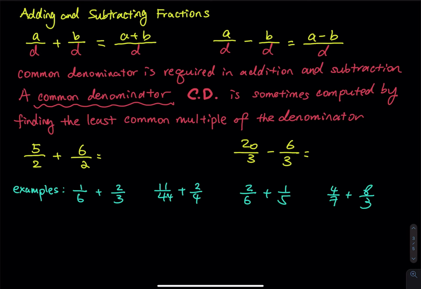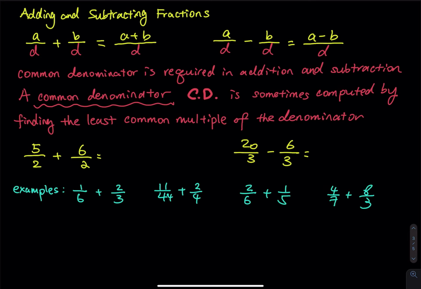What if the two denominators are not the same? Then you have to find their common denominator. So the common denominator is required in addition and subtraction. That means when you add or subtract two fractions, make sure they have the same denominator. A common denominator, in this video I will call CD for short, is sometimes computed by finding the least common multiple of the denominators.